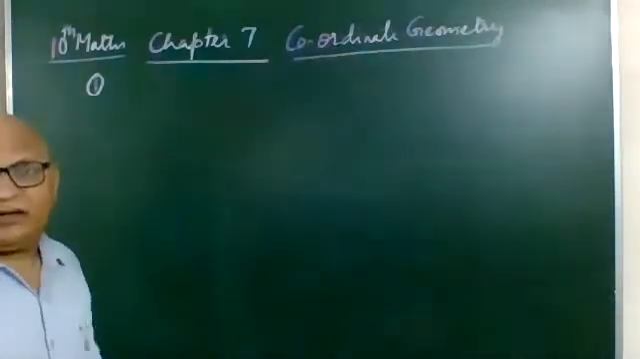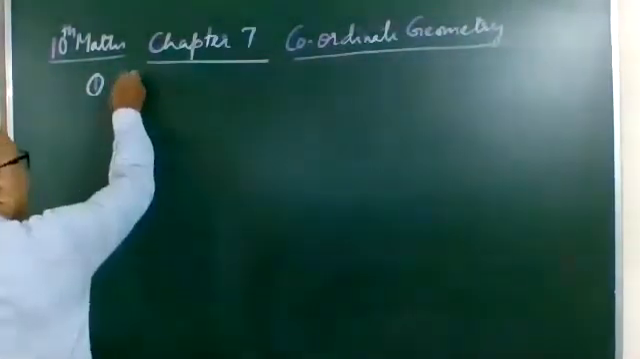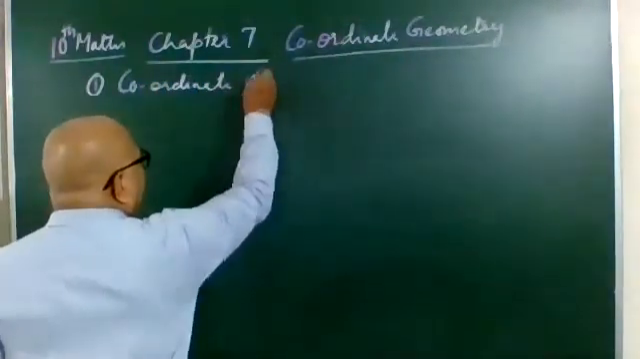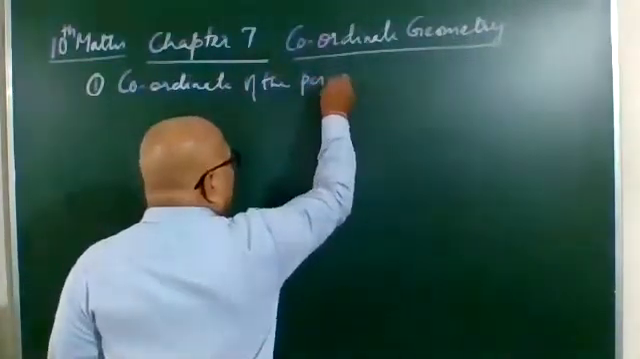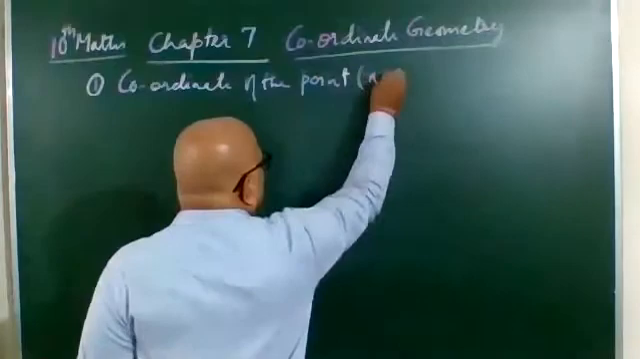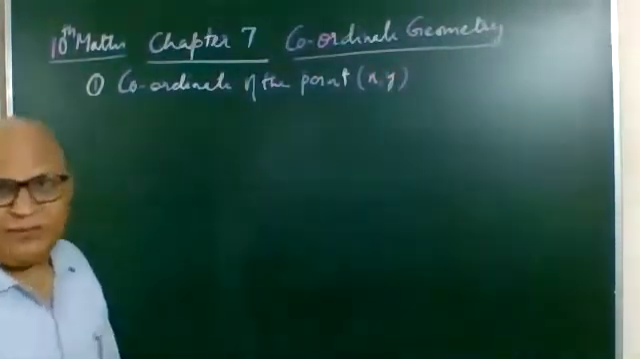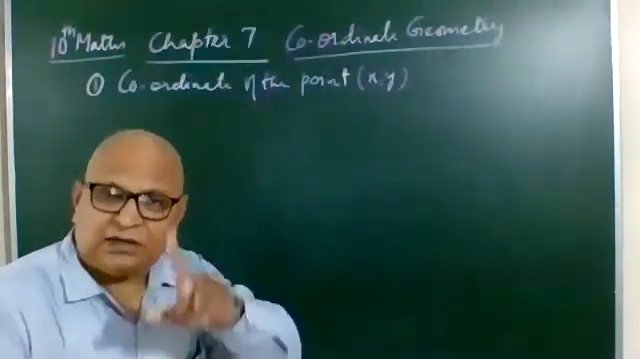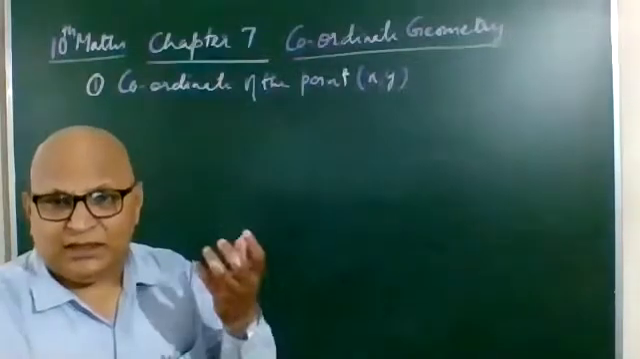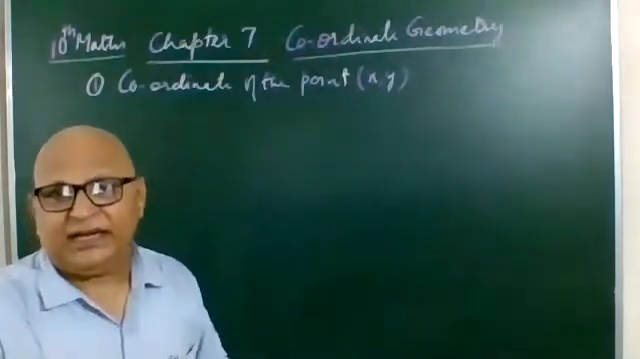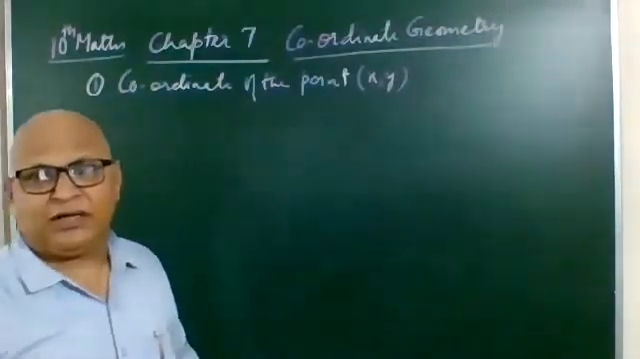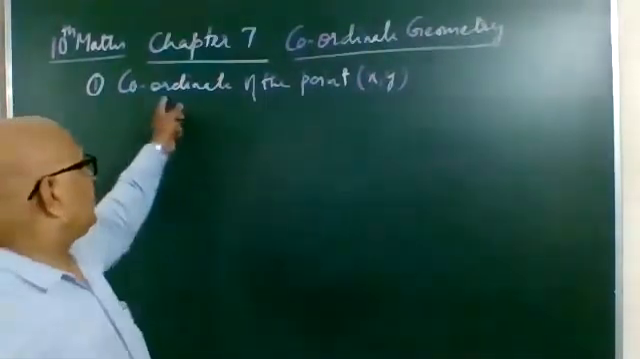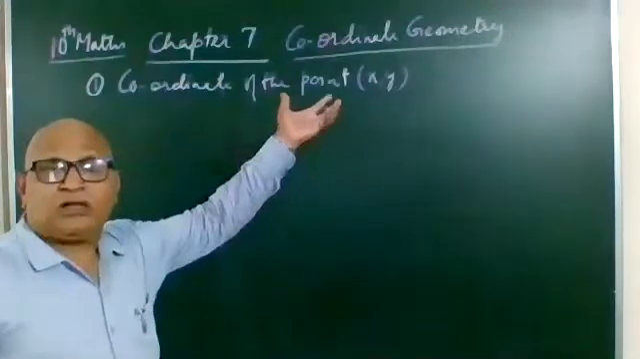First thing you will write: let the coordinate of the point be x, y. Question is that find the coordinate of the point. So what will you say? Let the coordinate of the point be x, y. Now, what is there in the x, y?